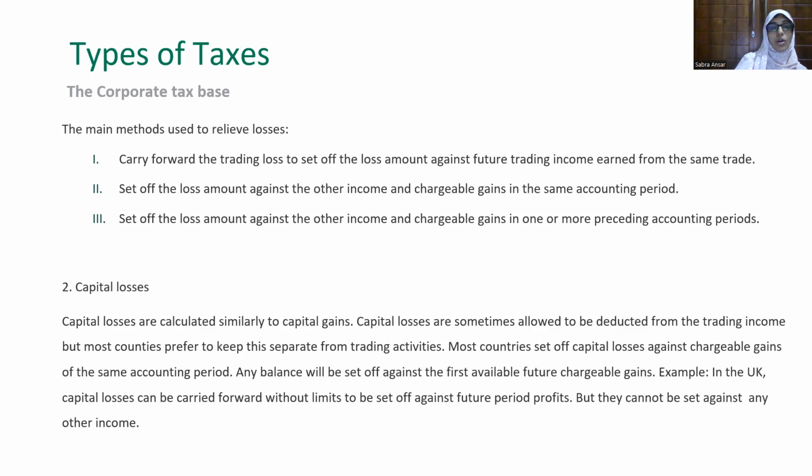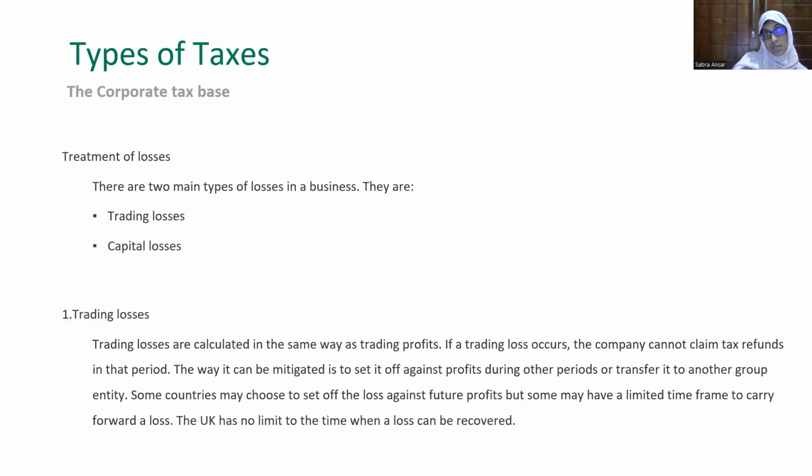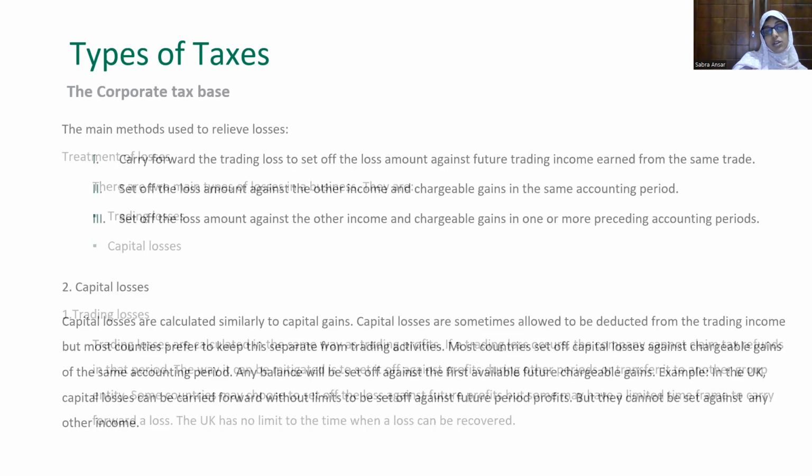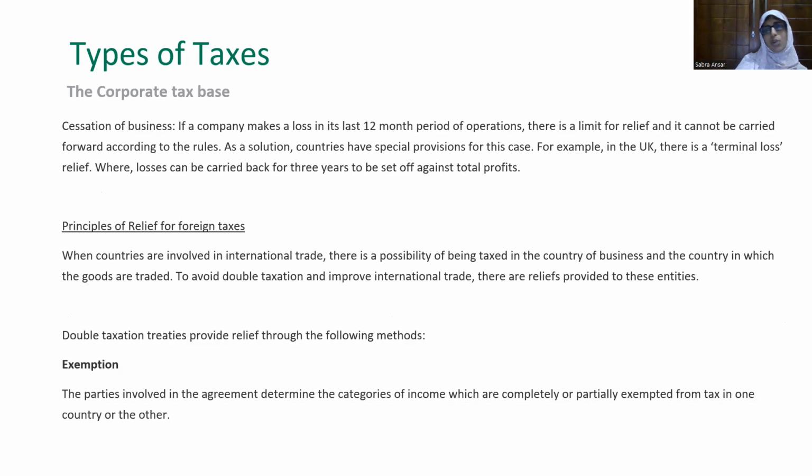Okay, so as you can see, we were talking about two types of losses. One is trading loss, then the capital loss. Now we are going to talk about cessation of the business. So if a company makes a loss in its last 12-month period of operation, there is a limit of relief, and basically this cannot be carried forward according to the rules.